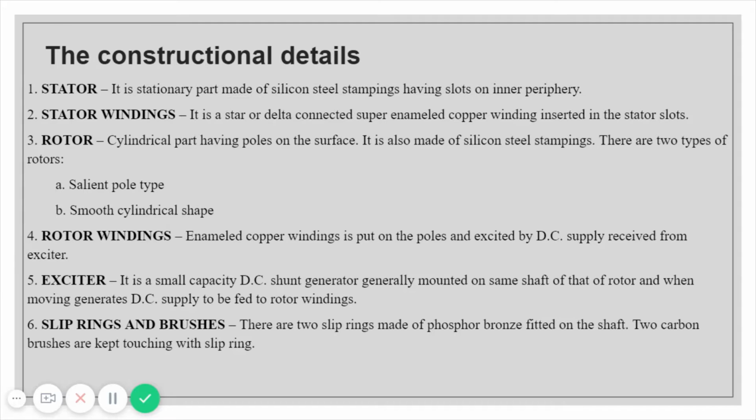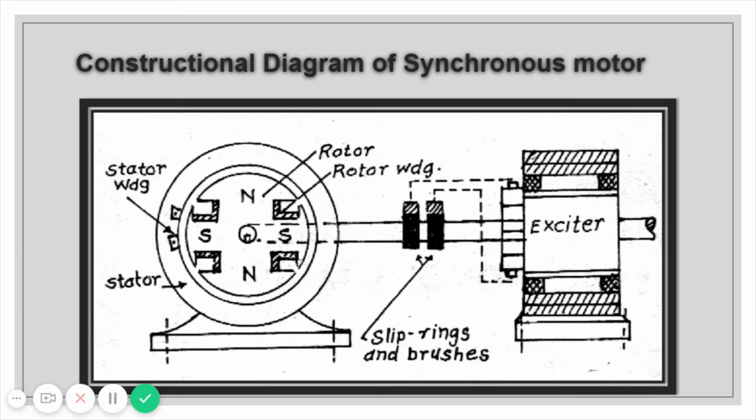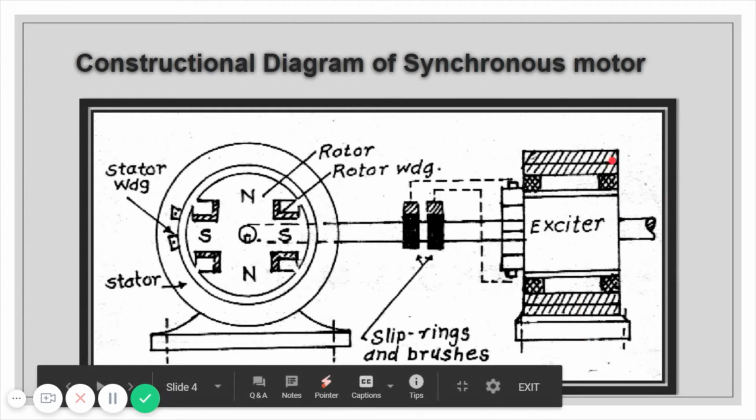Now the next point is slip rings and brushes. There are two slip rings made of phosphor bronze. The material used for slip rings is phosphor bronze, and two carbon brushes are kept touching the slip rings. Now this is the construction diagram of synchronous motor.